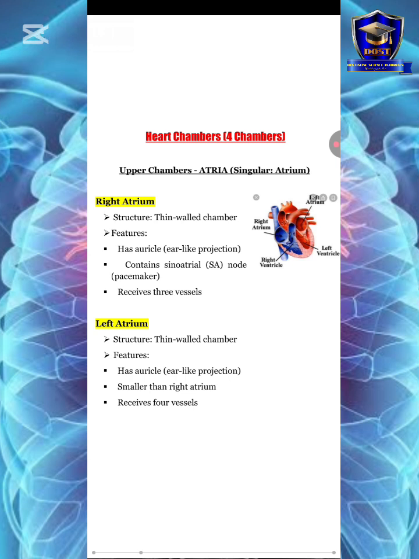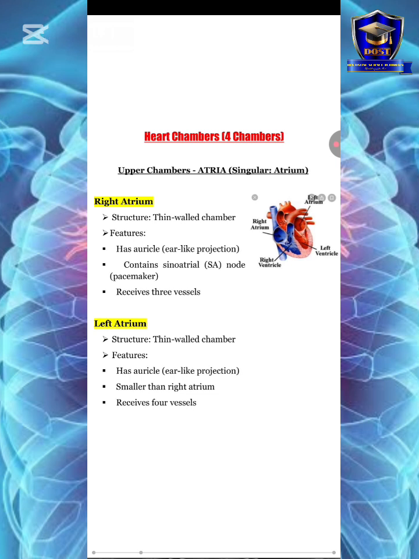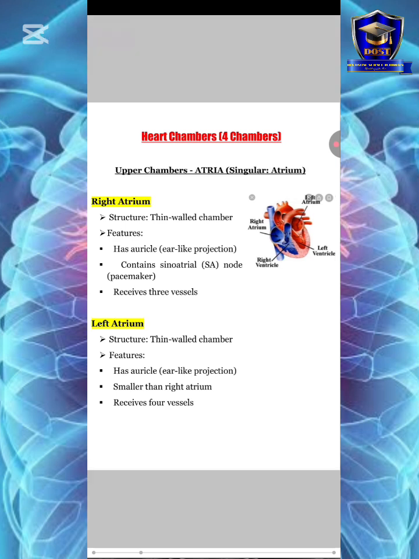Then after that, we have the left atrium. The left atrium is also a thin-walled chamber, just like the right atrium. These are the features. Number one, it has auricles, just like the right atrium. Also, it is smaller than the right atrium. And finally, this one receives blood from four different vessels, unlike the right atrium that receives from only three. You'll get to learn what those three and four blood vessels are as we proceed with the class.